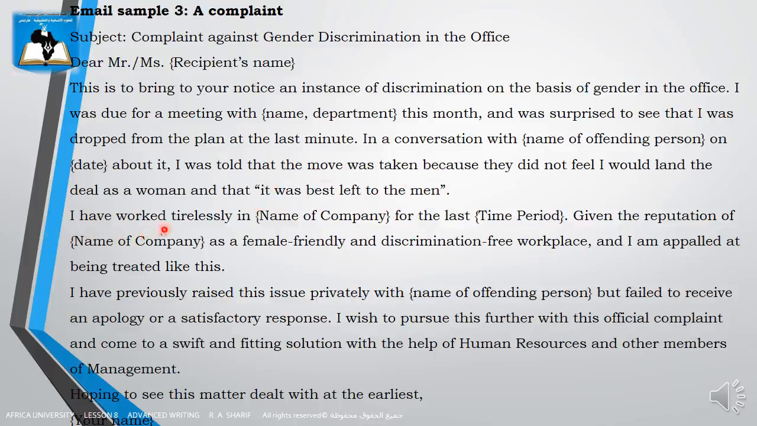Okay. I have worked tirelessly in name of company. For the last time period, you write the period you worked, for the last 10 years, for the last 10 months, for the last weeks. Anyway, given the repetition of name of the company.